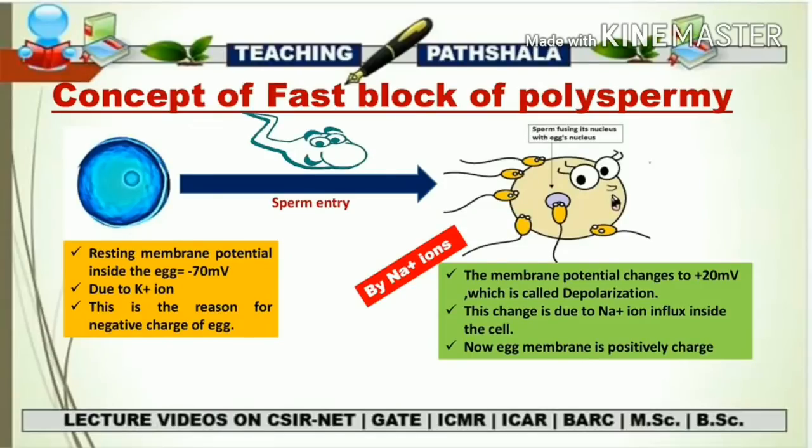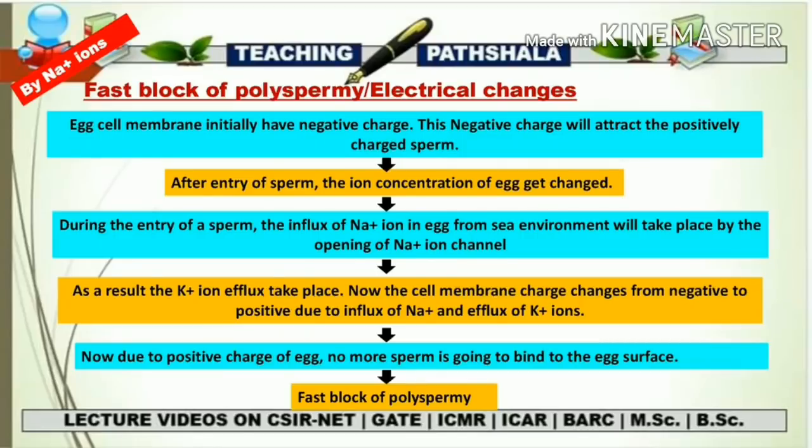So we have seen the total three concepts. First concept is that the egg has a negative charge and the membrane potential is mainly minus 70 millivolt. Second concept was that after the entry of the first sperm, the membrane potential changes from minus 70 to plus 20 millivolt. That means now the egg has a positive charge on its surface. Third concept was that initially the sperm has a positive charge. That is why it is attracted to the negatively charged egg. Now let's move to the actual step of fast block of polyspermy, which is also known as the electrical changes.